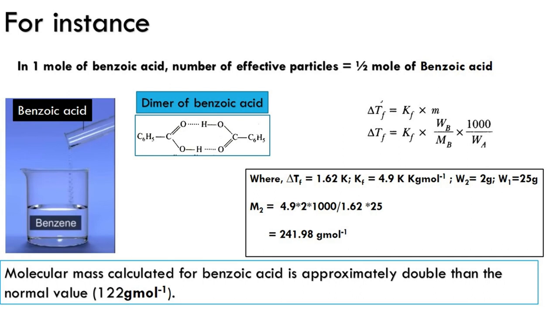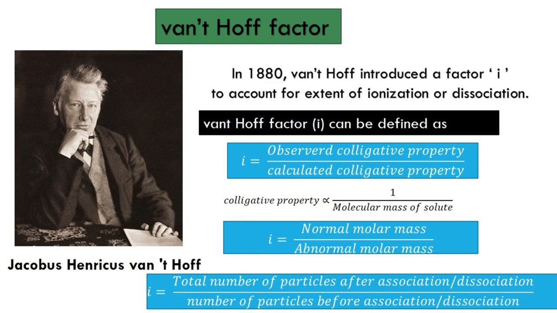When the molecular mass of benzoic acid is calculated based on depression of freezing point, its value is approximately double the normal value. Thus, we can conclude when solute particles undergo association, the molecular mass determined is higher than the normal value. In 1880, Dutch chemist Van 't Hoff introduced a factor represented using a small letter i to account for the extent of ionization or dissociation.